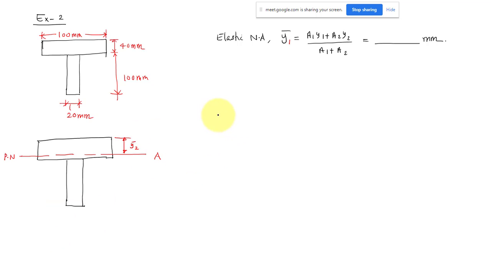Maybe you can solve it on your own. So assume the plastic neutral axis is in the flange. How will you find what the condition is at the plastic state, or plastic neutral axis? Let me write that definition so that it will be clear. Plastic neutral axis is equal to the equal area axis. So that means A1 is equal to A2.